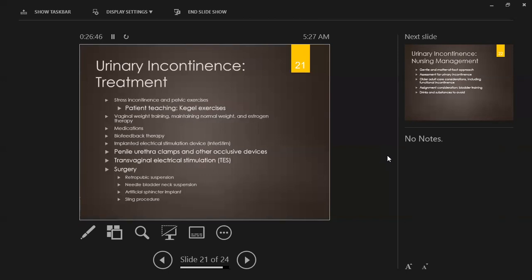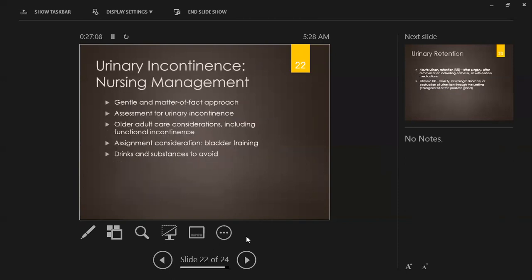We also may do bladder injections in order to strengthen or harden the bladder wall to prevent spasm. Retropubic suspension, needle bladder neck suspension, slings like midurethral slings may be placed. We also may put in artificial sphincters through an implant process.